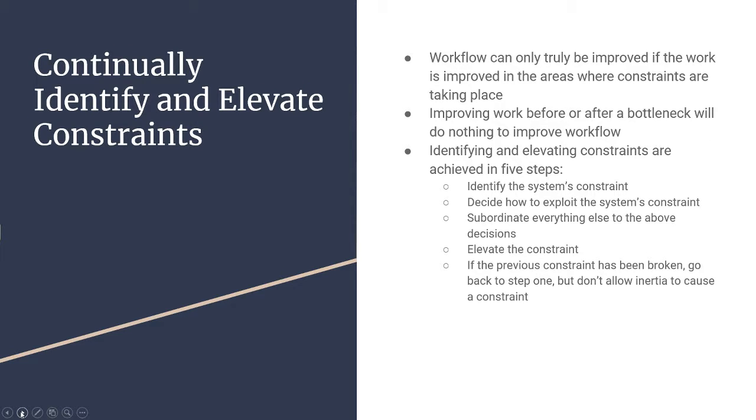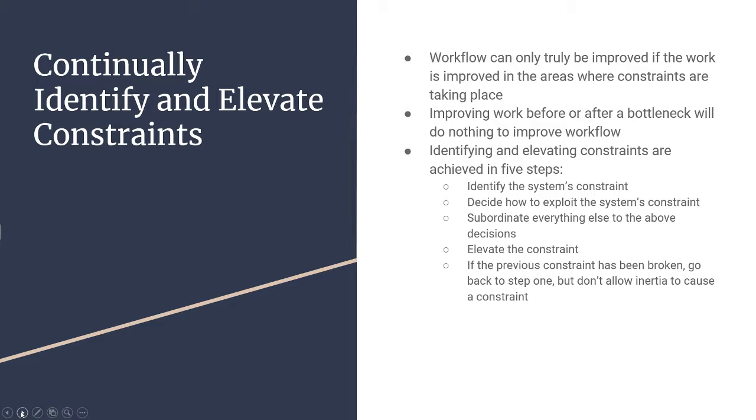After doing all that, we need to identify and elevate constraints. This is continuous work that we need to do. Workflow can only be improved if the work is improved in the area where constraints are taking place. Improving work before or after the bottleneck will do nothing to improve workflow. Identifying and elevating constraints is achieved in 5 steps.